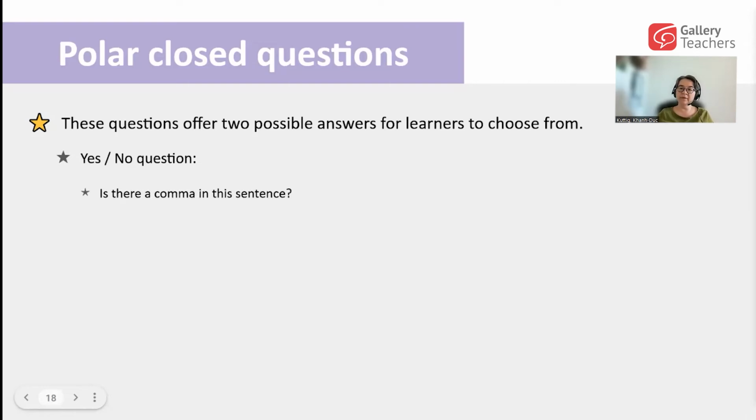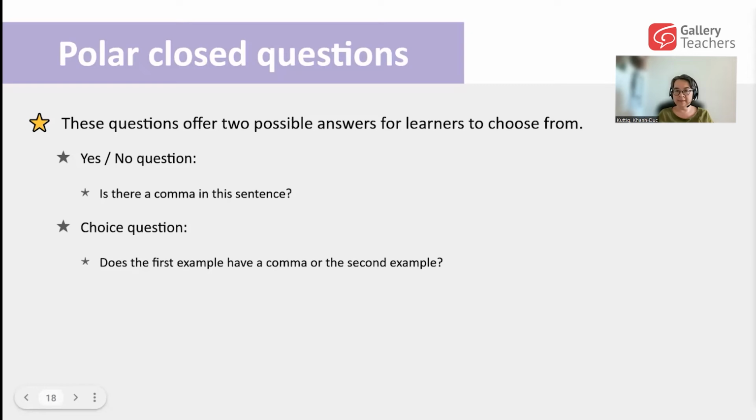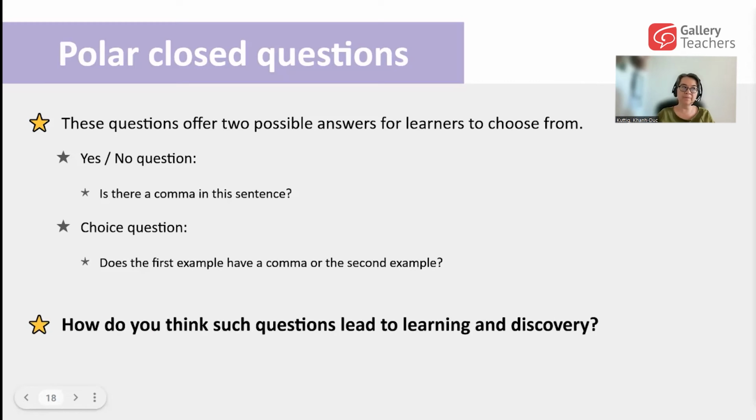Is there a comma in this sentence? So your learner knows that there should either be a comma or shouldn't be a comma. So their answer is quite restricted. You also have the choice question, again, one of two choices for them to choose from. Does the first example have a comma or the second example? So it makes them look at those two examples and pick one of the two.